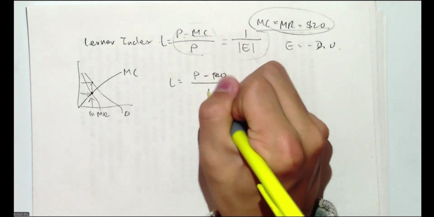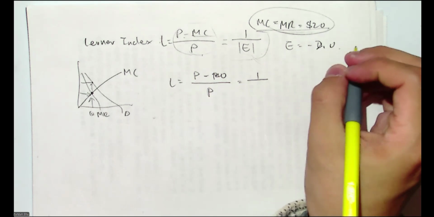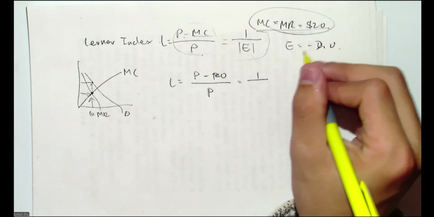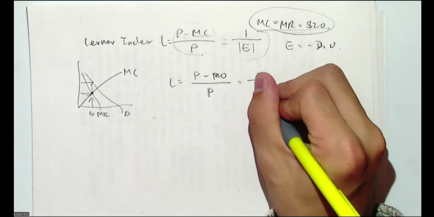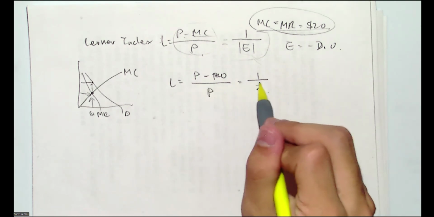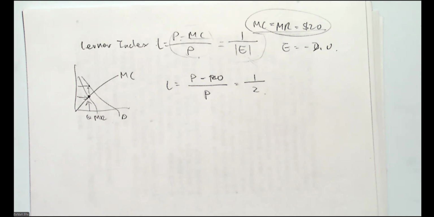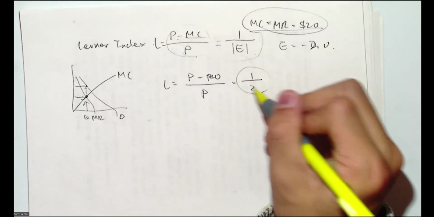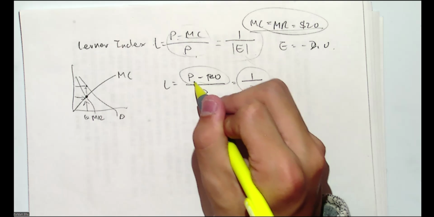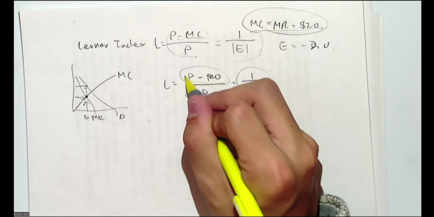P minus 20 over P equals 1 over E. And luckily, we have E provided. E is negative 2.0, so we take the absolute value, that's 1 over 2. So 1 over 2 is equal to P minus 20 over P. If you're intuitive, you might have already realized that this is a half, so this number needs to be half of this. So basically P is going to be 20 times 2, so P is 40.